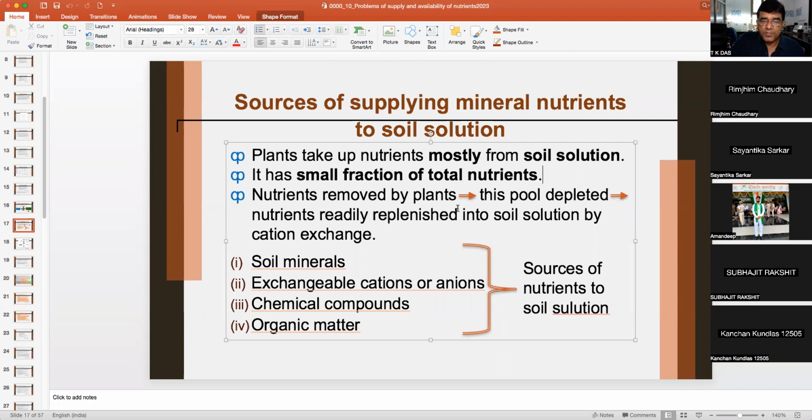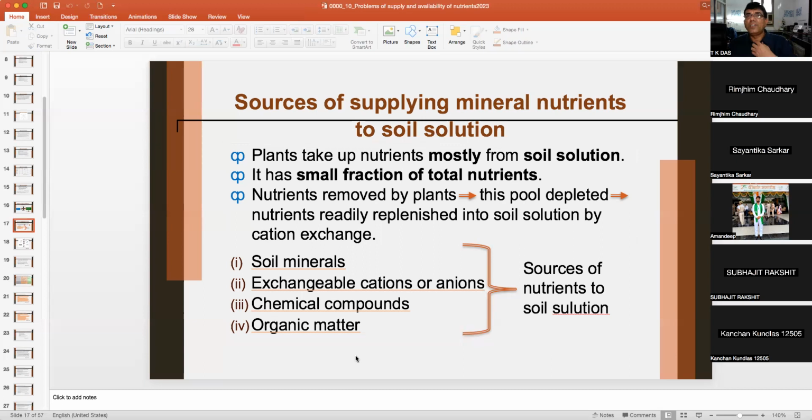Nutrients removed by plants, first of all, will be removed by the plant and this pool gets depleted. So nutrients readily replenish into the soil solution by cation exchange. They can replenish, and this is called buffering. This is also called buffering of the soil solution. So what are the sources of nutrients to the solution? Sources already seen by you: soil minerals, exchangeable cations or anions, chemical compounds or certain fixed chemical compounds, like you get iron phosphates or calcium phosphates, organic matter.